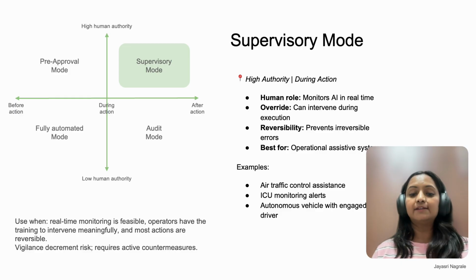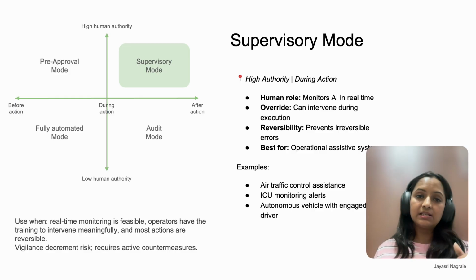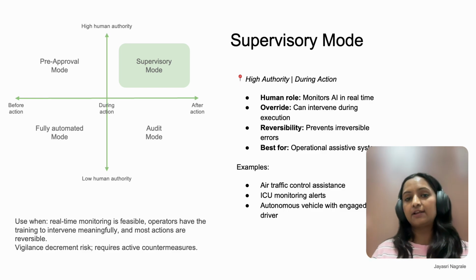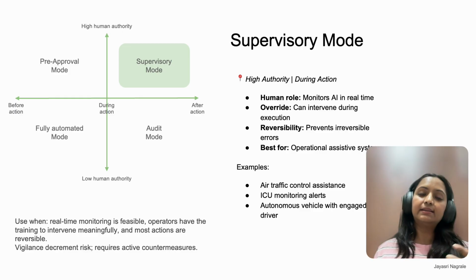Examples of this are air traffic control assistance, or autonomous vehicles, right? So when there's an autonomous car and the car is driving itself, but there is still a human driver in the seat who is supervising that particular drive. That is called the supervisory mode, wherein the human is still in high authority. They can easily override the AI, but they are not actively giving inputs at each stage. So only when it is required, the human will step in and course correct the AI.